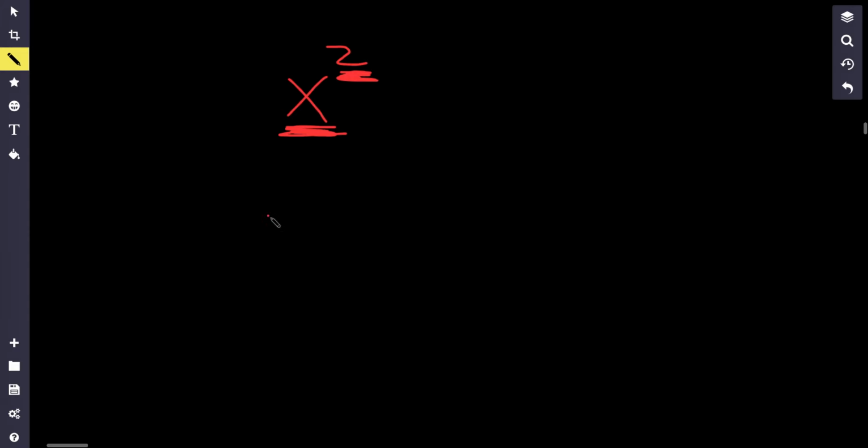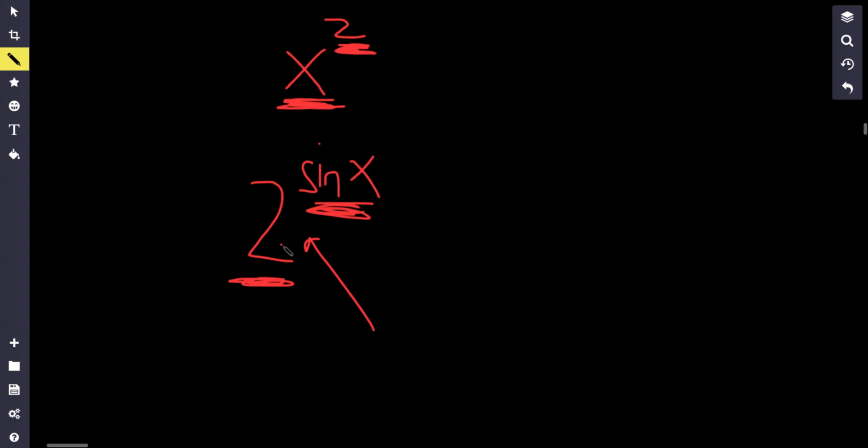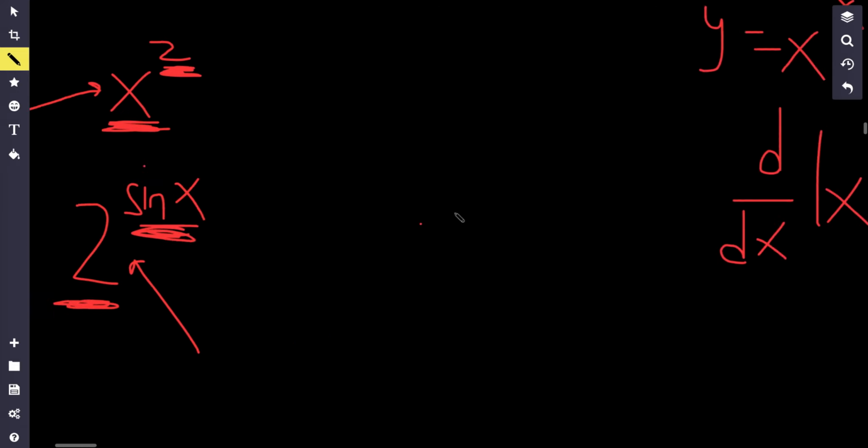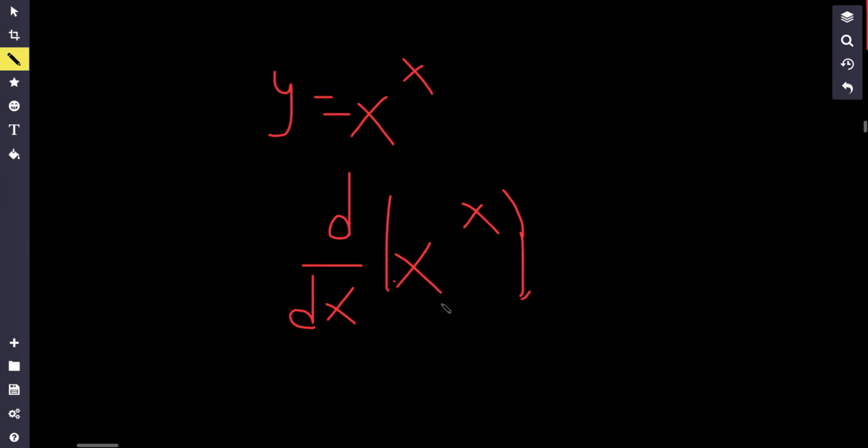Or we know how to do, let's say, 2 to the sine of x, where the base of your exponent is a constant, and then your exponent itself is a function in terms of x, right? For this problem, you would just do the chain rule, and for this problem, you can just do the power rule. But what happens if I want to take the derivative where the base and the exponent are both a function in terms of x? How would we do this? And there's actually 2 ways of doing this.